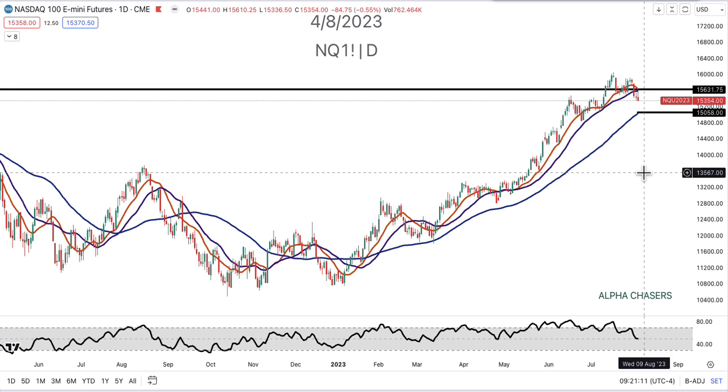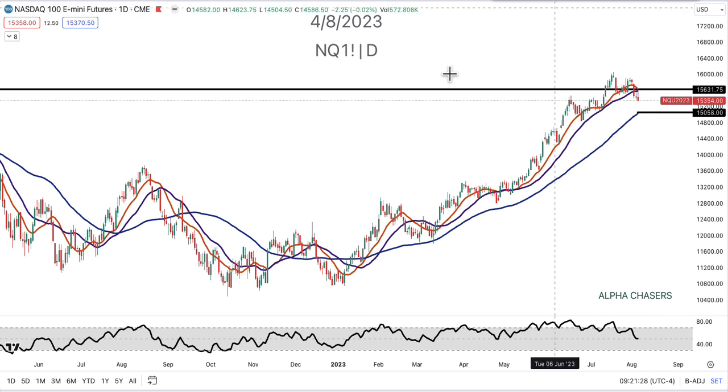I don't see any way that you don't test 15,000. I say that and I have no idea whether or not it happens. Nobody has a clue. But the signs are there that we're going to keep going down. I don't see technically how you bounce from this. That's technicals. But again, as we know, there is a stool.